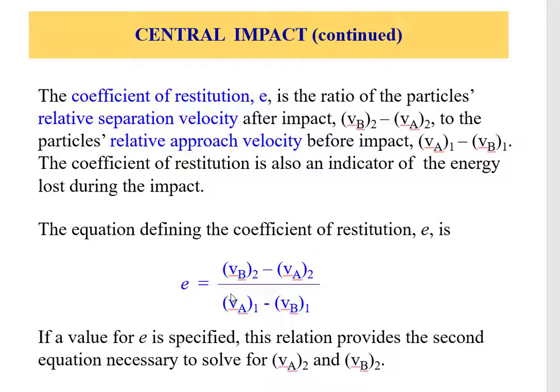So if we know the relative velocities after, divided by the relative approaching velocities, which is before, you notice here, when you subtract the velocities, which are vectors, it is VB minus VA after, divided by VA minus VB before. So make sure that you switch the order. And this all depends on the direction, so we have to establish the coordinate system.